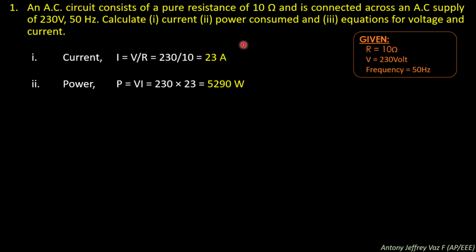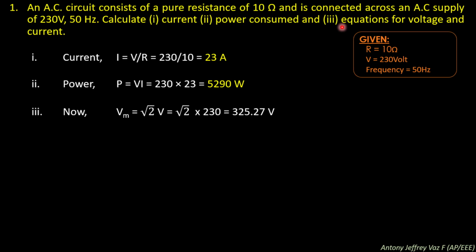To find the power consumed, you know the formula P is equal to V into I. Here, the voltage is 230 volt and the current consumption is 23 amperes. So, while multiplying this, you will get a power rating of 5290 watts.